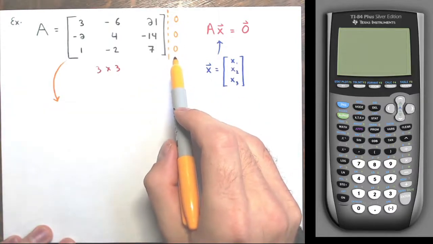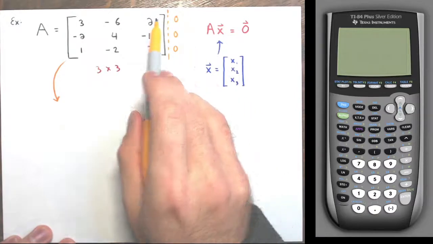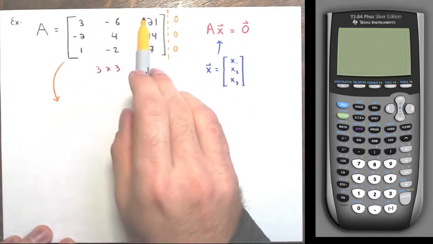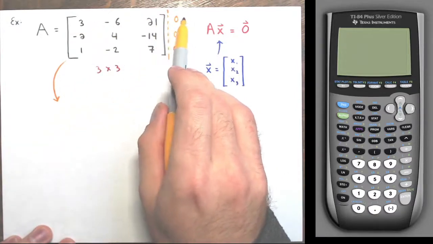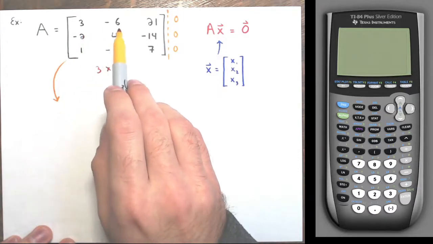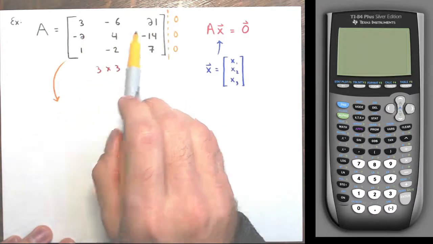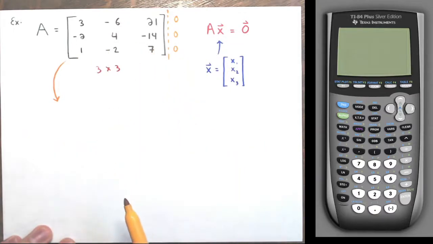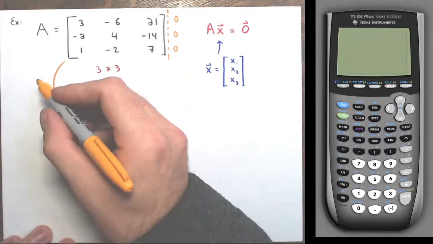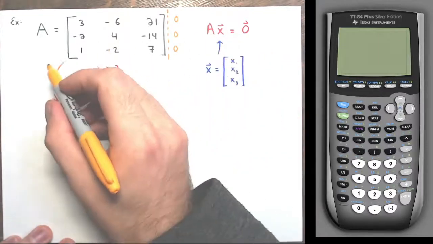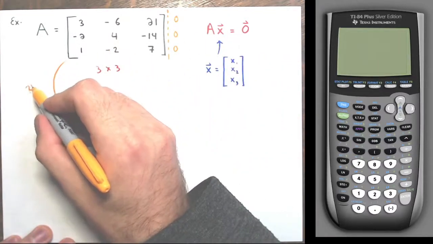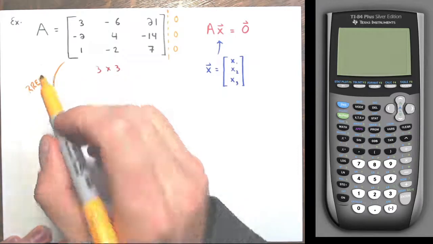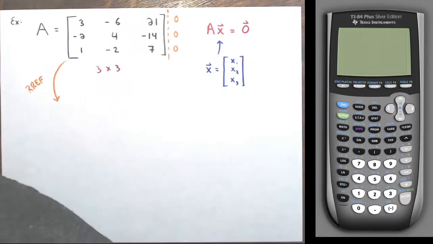I have 3x1 minus 6x2 plus 21x3 equals 0. Negative 2x1 plus 4x2 minus 14x3 equals 0. And then x1 minus 2x2 plus 7x3 equals 0. Imagine the equal zeros on all these when I'm solving this equation here. So I'm going to put this in reduced echelon form, or reduced row echelon form. Now this time I'm going to go to the calculator.